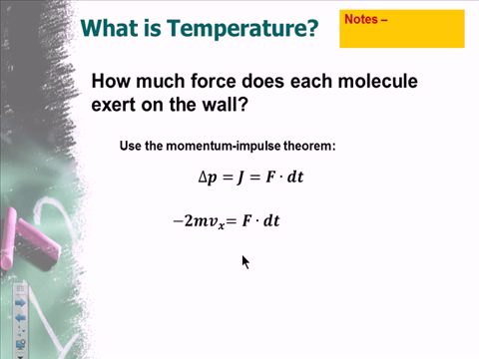So here we have substituted our change of momentum here, and we set that equal to F dt. And now we have an expression for how much force each molecule exerts on the wall: -2 m vx over dt.